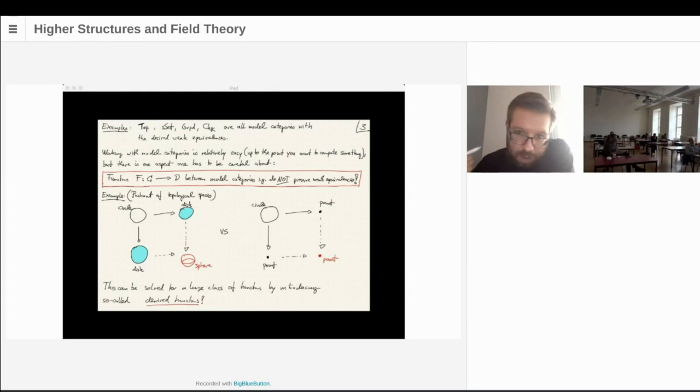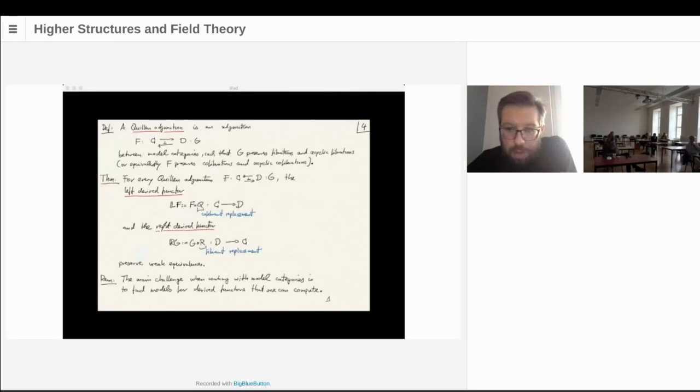But this is just the kind of thing which is, of course, annoying. It means you have to work a bit more, but you can solve this issue. So this issue that functors do not, in general, preserve weak equivalences can be solved for a large class of functors. And the techniques are called derived functors. So there is a concept of derived functor I will introduce now on the next slide, which solves this problem of functors not preserving weak equivalences.